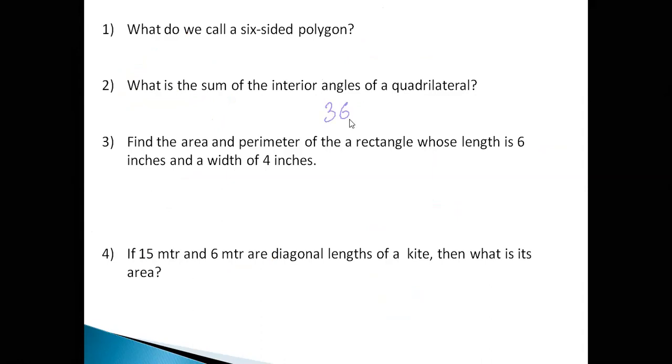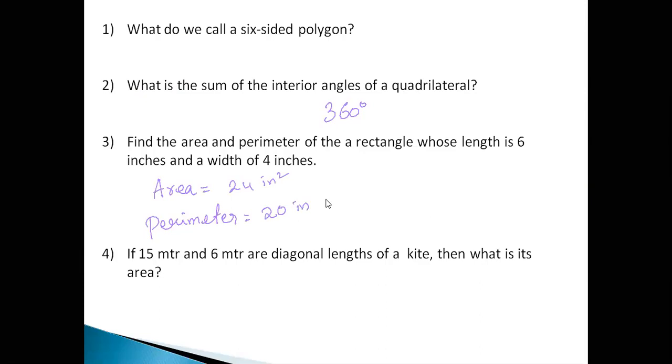What is the area of a rectangle whose length is 6 and width is 4 inches? 24 inches square. You said good, yeah. And what about perimeter? 20, I think. Yeah, you're right. 6 plus 4 is 10, and 10 plus 10 is 20. Hope both understand that.